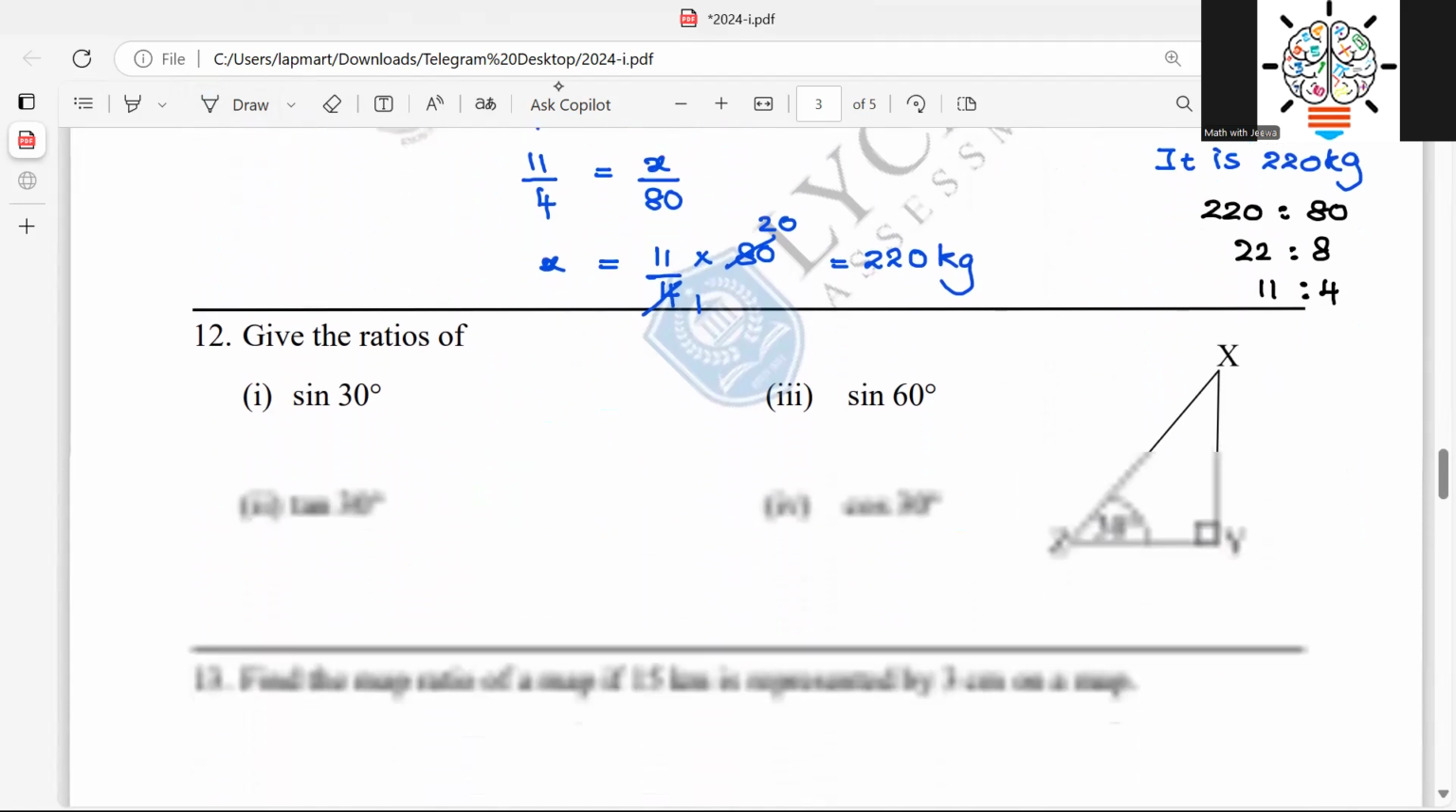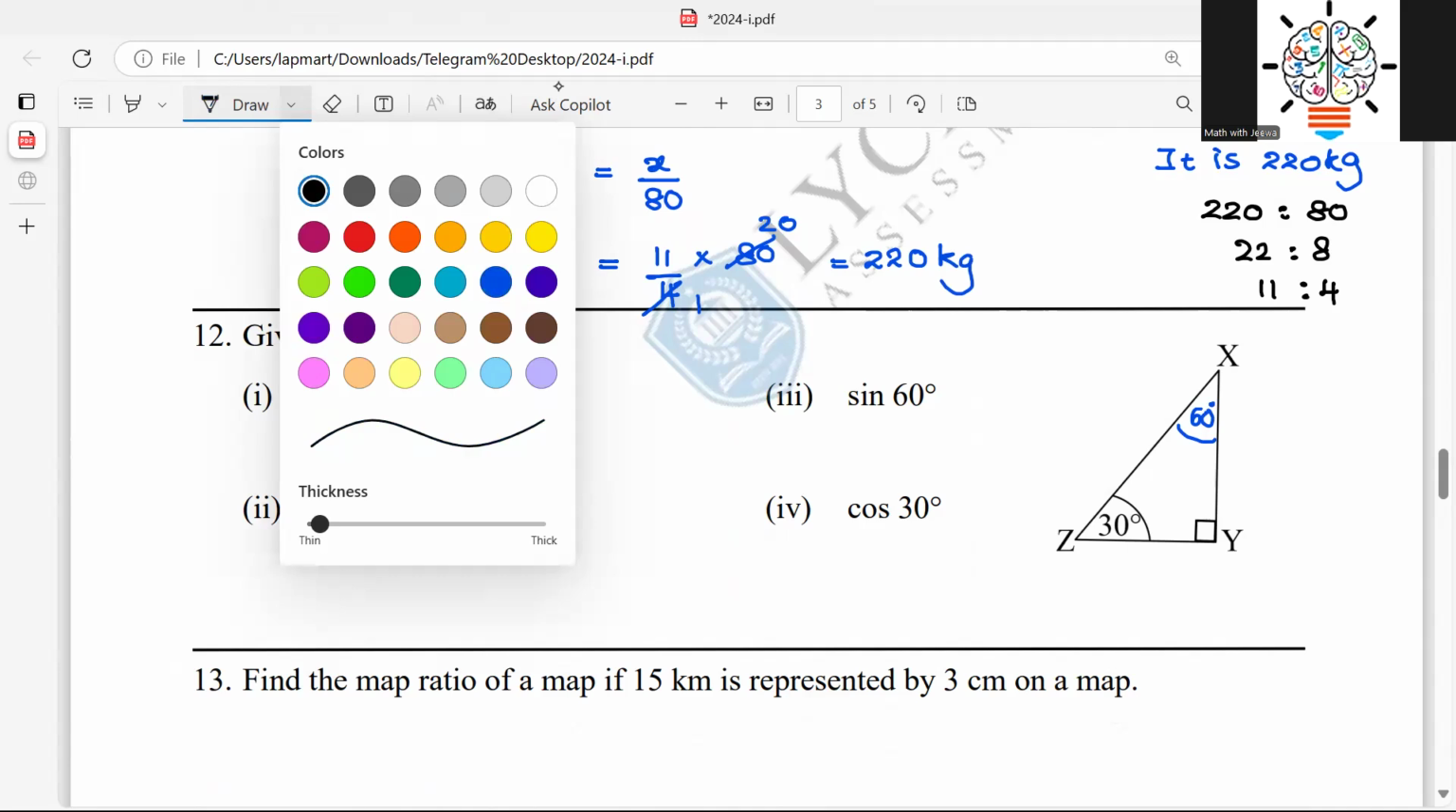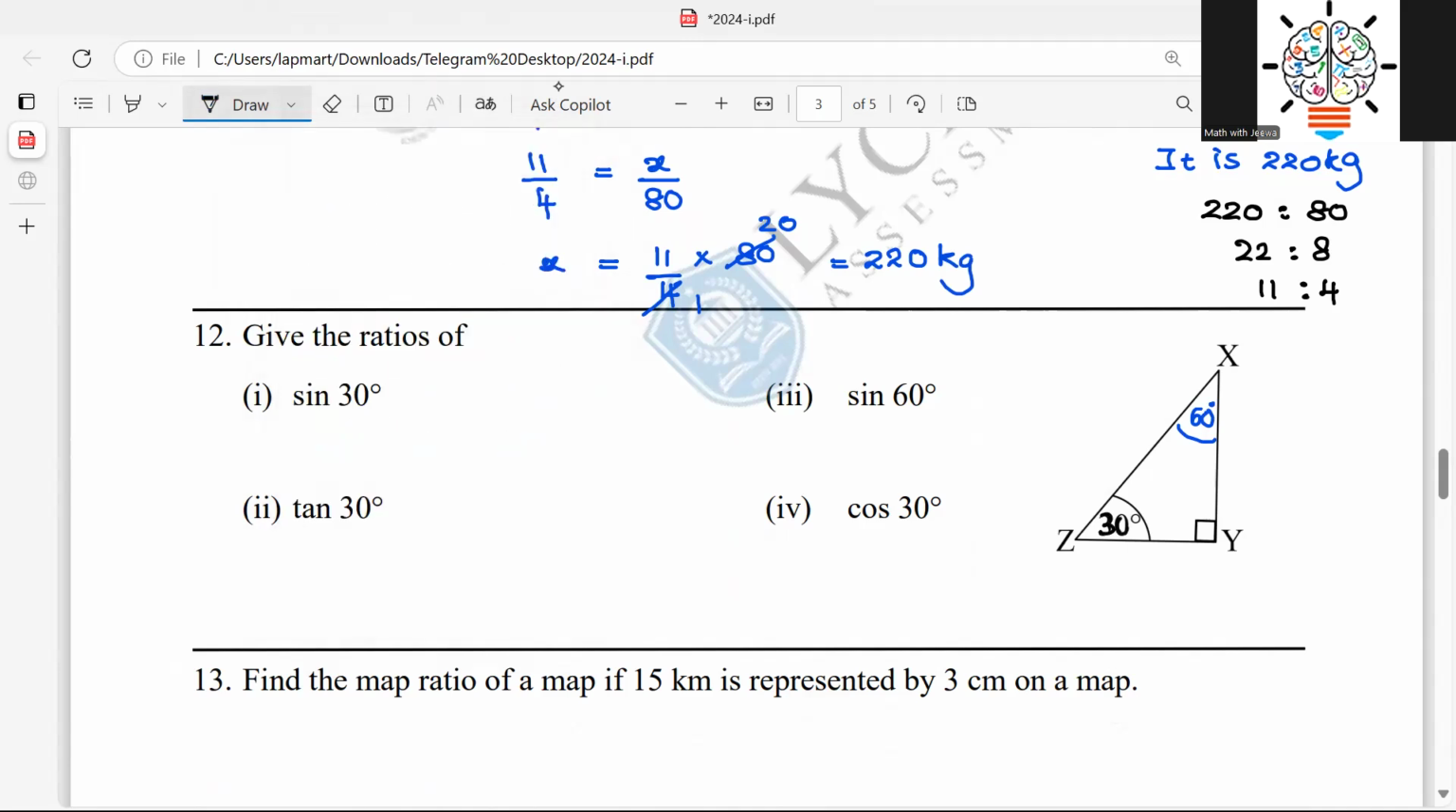You want to give the ratio for sine 30. So now you want to do something. If this is 30, children, you want to mark the other angle as 60, right? With relation to the 30, that is the black color one, this is the opposite side. And this is the hypotenuse and this is the adjacent with relation to the 30 degree.